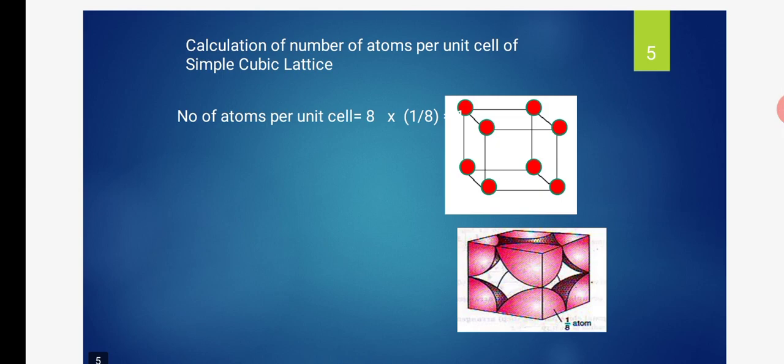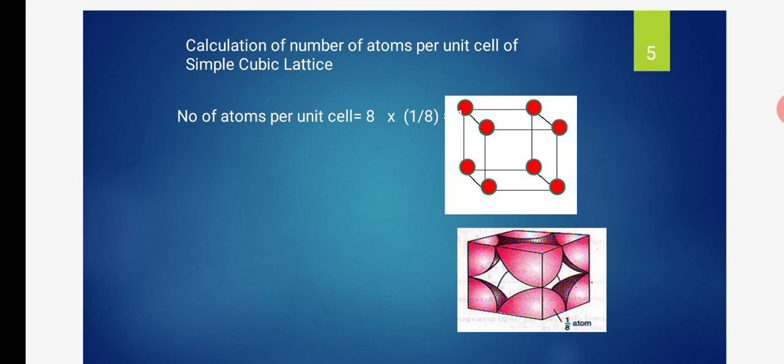Now, calculation of number of atoms per unit cell of simple cube, body centered cube, and face centered cube. This is very important. From the point of view of the exam, a 2 marks question may be asked. How will the question be? Calculate the number of atoms per unit cell of simple cube or body centered cube or face centered cube. Let us see here. I have shown a figure.